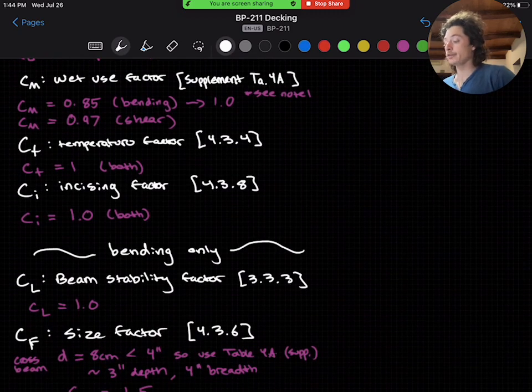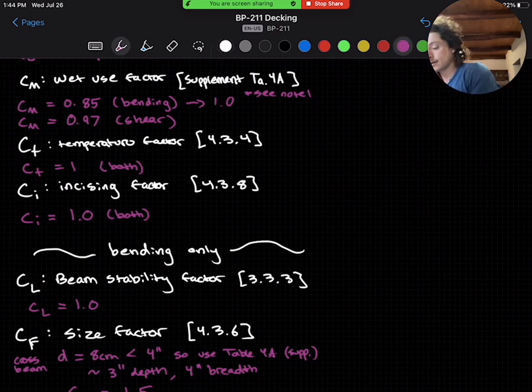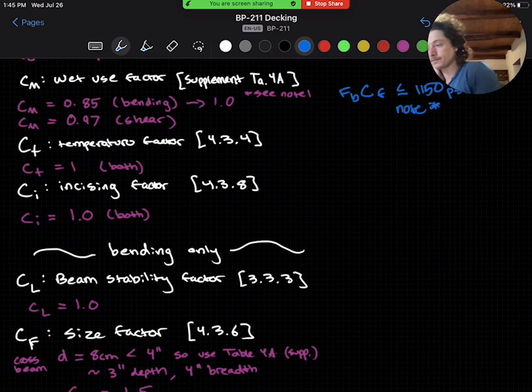CM is our wet use factor, and that comes from the NDS supplement table 4A, and that's going to be 0.85 for bending and 0.97 for shear. However, we can adjust our bending value up to 1.0 because we are using a low capacity wood, or our FB times CF value is less than or equal to 1150 psi. And that's in the first note in this table.